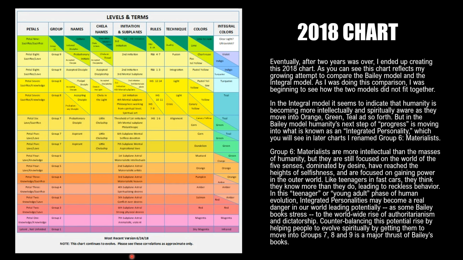Group 6 Materialists are more intellectual than the masses of humanity, but they're still focused on the world of the 5 senses, dominated by desire, and have reached the heights of selfishness, and are focused on gaining power in the outer world. Now, their intellectual nature is still full of kama manas, desire, kama, mind, manas. And so that colors their ability to truly see things accurately. And that's something that a lot of them don't admit to or don't even know. So like teenagers in fast cars, they think they know more than they do, leading to reckless behavior. In this teenager or young adult phase of human evolution, integrated personalities may become a real danger in our world, leading potentially, as some Bailey books stress, to the worldwide rise of authoritarianism and dictatorship.